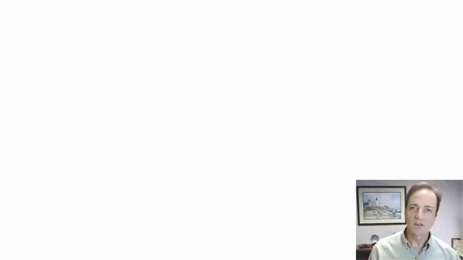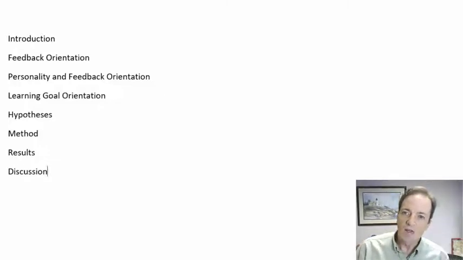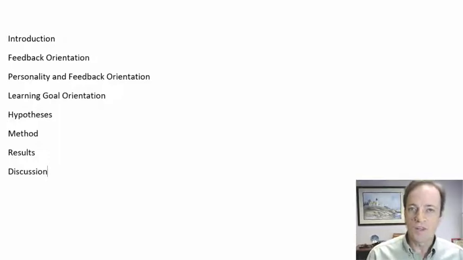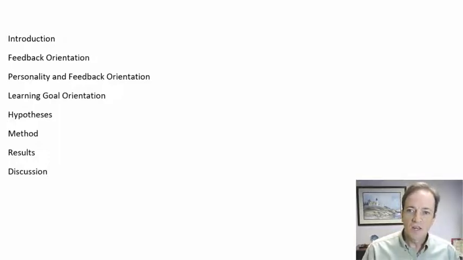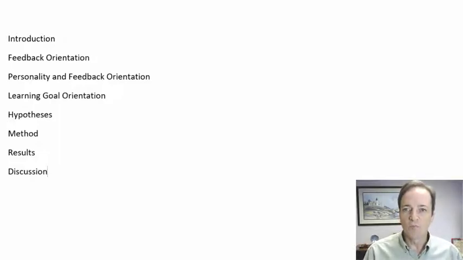This particular paper, we were looking at feedback orientation as an individual difference and how that affects your learning goal orientation. And so I started to build the outline based on that. So the next place I usually go is an outline. And this outline can vary a little bit, because what I might do is write down topic areas that we need to work into the paper.